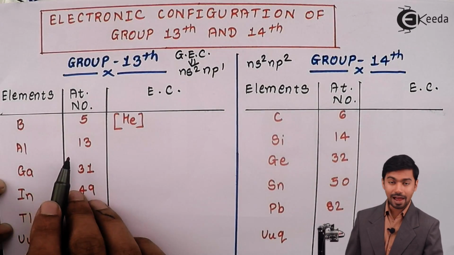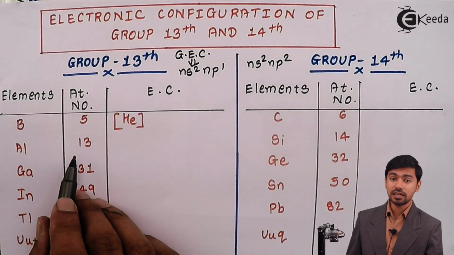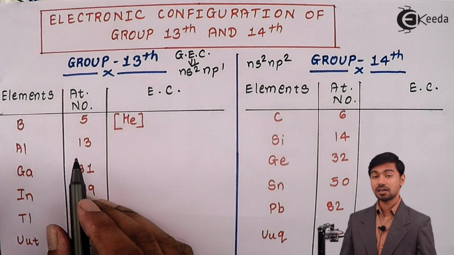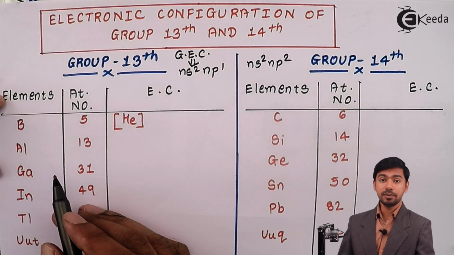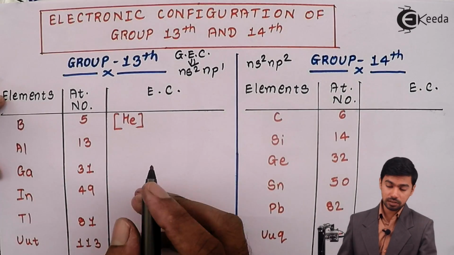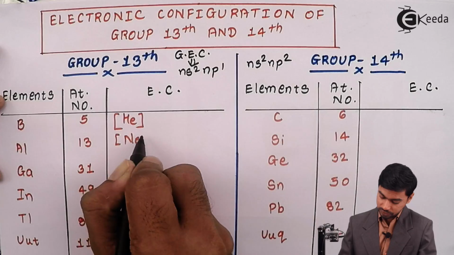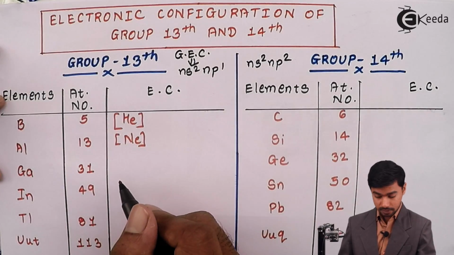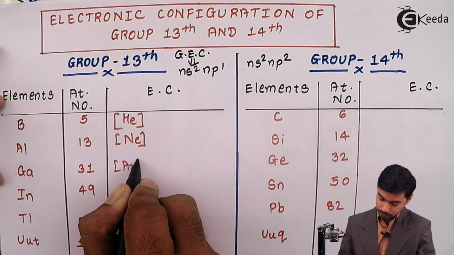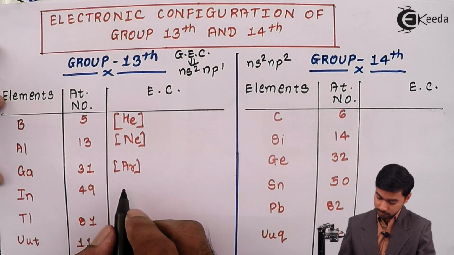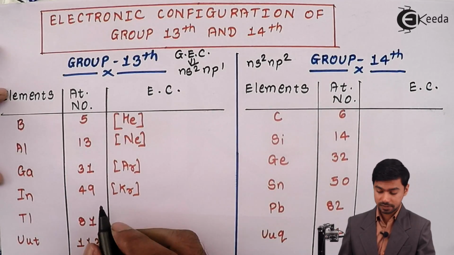Now in terms of aluminium, aluminium has atomic number 13. So which is the inert gas which has an atomic number less than 13, or before 13, which is nothing but neon, which has atomic number 10. Like that, here it is argon, which has atomic number 18. Here it is krypton, which has atomic number 36.